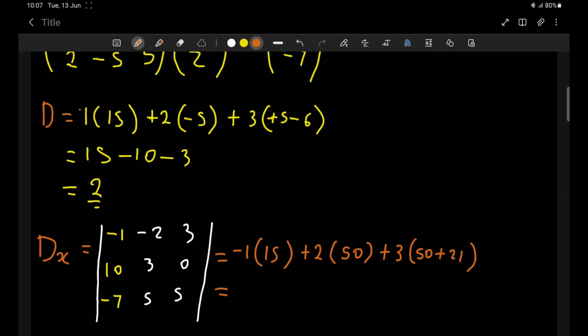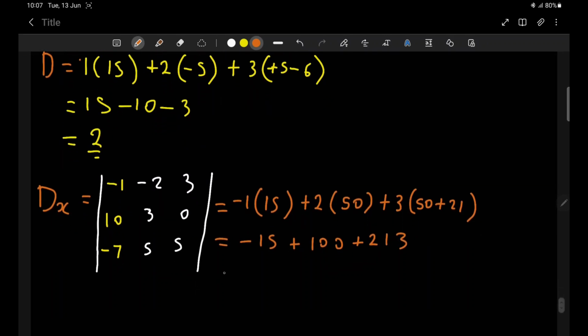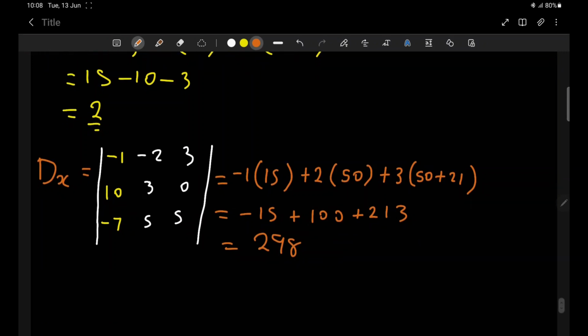So we add, so -1 by 15 will just be -15. 2 by 50, that will be 100. Then 50 plus 21 by 3 will give us 213. Yes. Then the addition of all this will give us 298. Yes, 298. That's our determinant with reference to x.